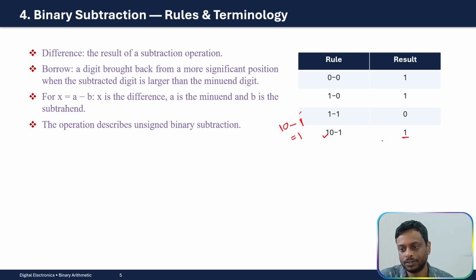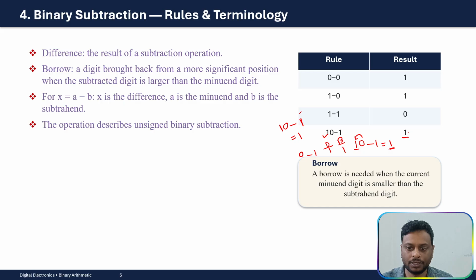Okay. So 1 cannot be subtracted from 0. Okay. So you have to take some borrow. So 1, 0, we have a borrow 1. So the result is 1. So 1 is the difference and borrow is 1. Okay. So if you have 0 minus 1, then the difference is 1. Okay. The difference is 1 and borrow is also 1. Okay. So this is our difference or subtraction operation.